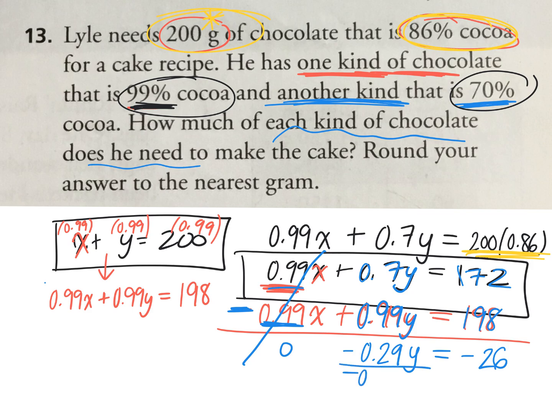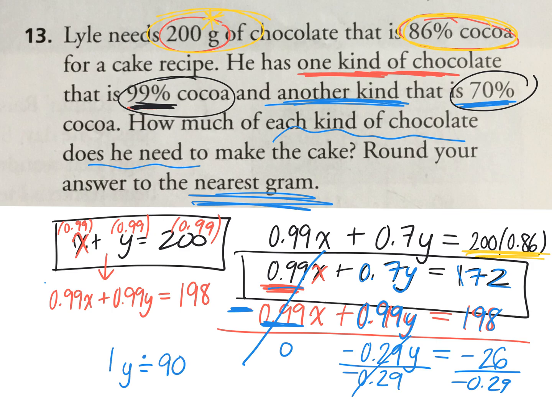Divide both sides by negative 0.29. So what's y equal to? Approximately equal to, let's round it to the nearest gram it says. So it would be approximately equal to how many grams? 90. Okay, very simple. Look at the question. You can go back to the original equation. The first x represents how many grams you need of the first type, and y represents how many grams you need of the second type.